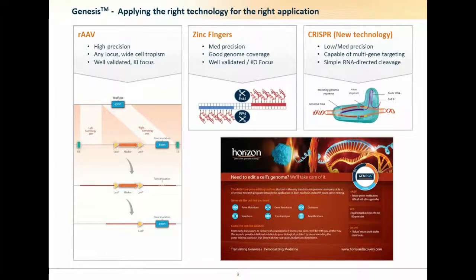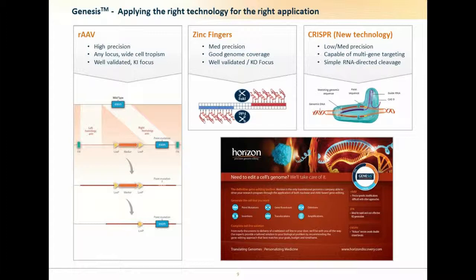Our platform, Genesis, is really devoted to trying to apply the right technology for the right situation. So what is it that you want to achieve? And what we like to think, at least here at Horizon, is that we're technology agnostic now. We aren't committed to using one particular technology for genome editing, but we will use the one or the combinations of those technologies which will give us the most efficient way of arriving at the right answer.